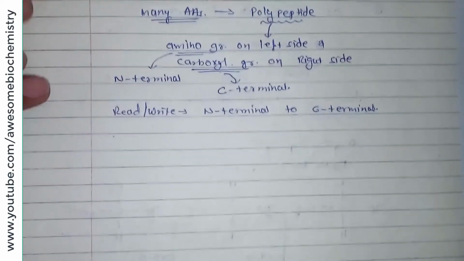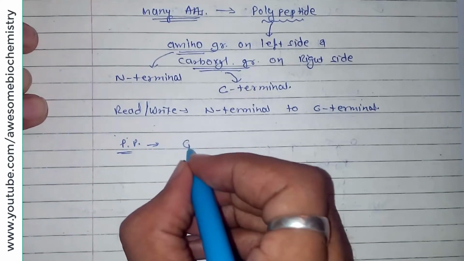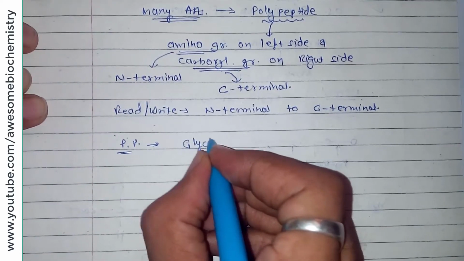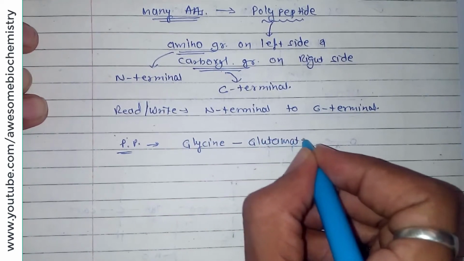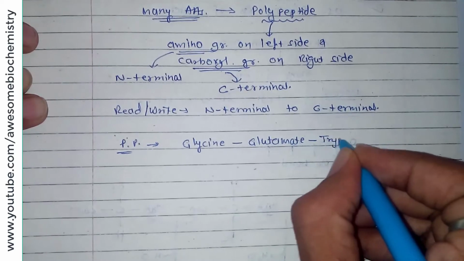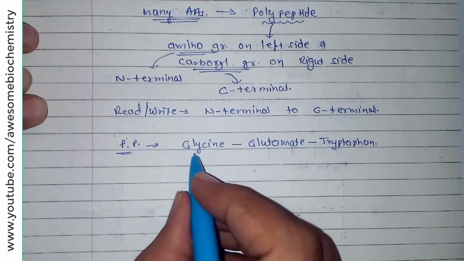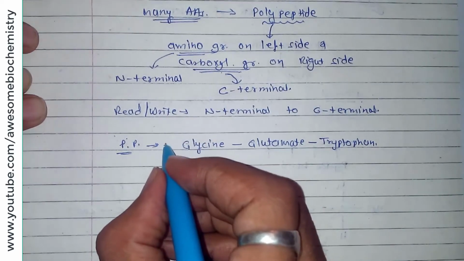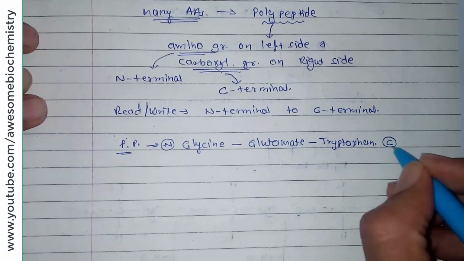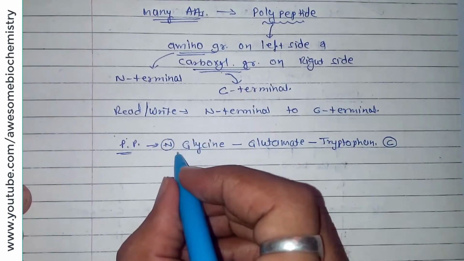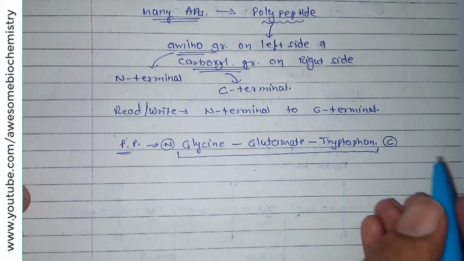Okay. So, for example, suppose one polypeptide chain is there. The first amino acid on the N terminal side is glycine, the second amino acid is glutamate, and the third amino acid is tryptophan. And we want to write this amino acid sequence. So, we always write the N terminal first on the left side and the C terminal on the right side. Now, while giving the name of this polypeptide, we have to follow a certain convention.